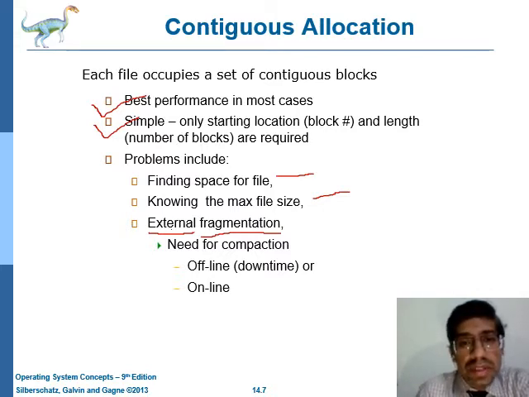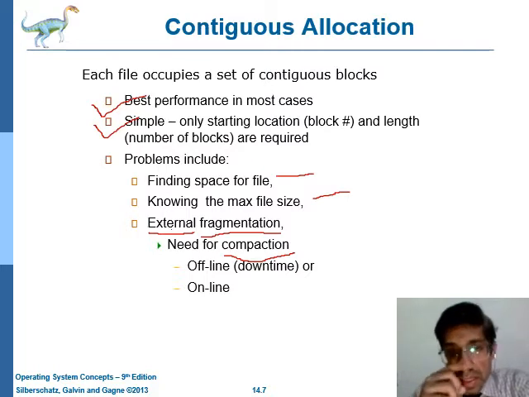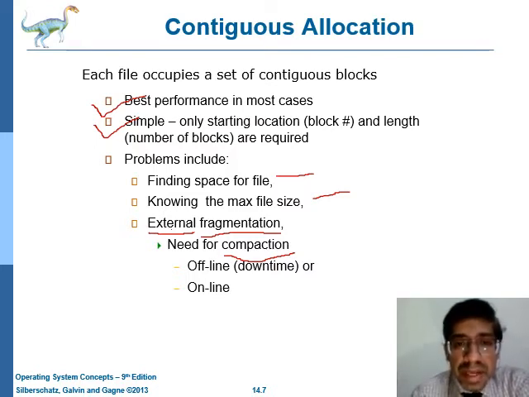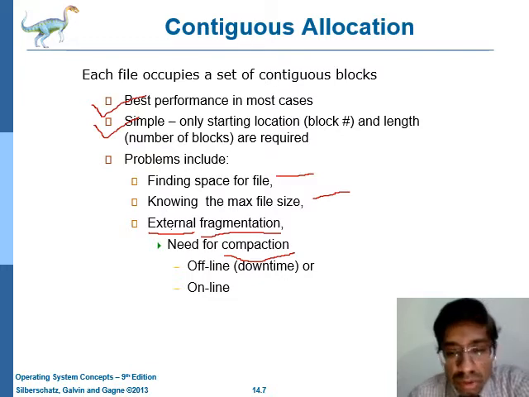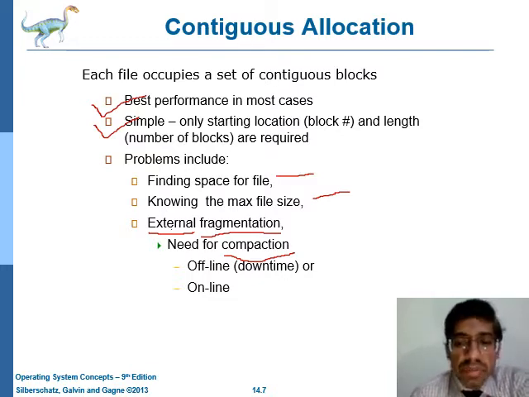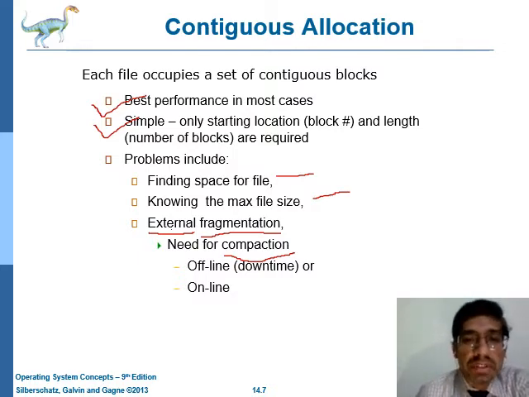In order to overcome this problem of external fragmentation, the operating system may have to perform an overhead activity which is called compaction. Compaction is a process by which the already allocated files are moved to a new space within the disk so that all the free blocks are brought together into a single larger pool of free blocks, so that any new file which has to be stored on the disk can get an adequate amount of space out of these contiguous free blocks.